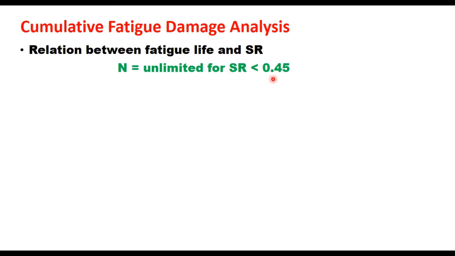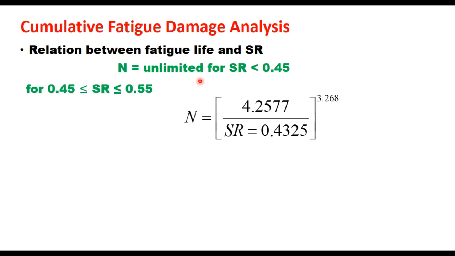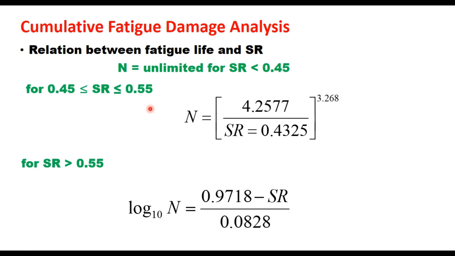If SR is less than 0.45, the pavement can take an infinite number of repeated stresses. If this value of SR is between 0.45 and 0.55, then N, the fatigue life, is calculated using this equation. And if it is more than 0.55, then fatigue life is calculated using this equation. The Excel sheet given in IRC 58 can be used for the evaluation of fatigue life consumed till the date of the test, and the remaining life of the pavement can easily be estimated.